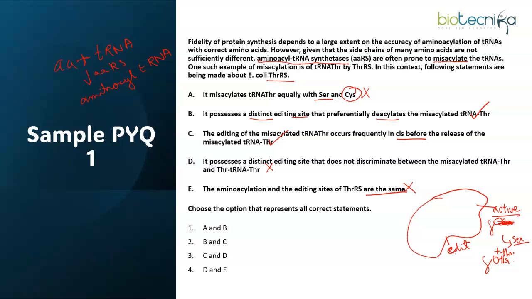Now you have to remember one more thing, that this editing site is not present in all the amino acid tRNA synthetases. It is present in only those amino acid tRNA synthetases where there is a chance of misacylation, for the amino acids with similar side chains. Those amino acid tRNA synthetases only will have this editing site. So choose the option that represents all correct statements. The correct statements are B and C. So we have our option as option 2.